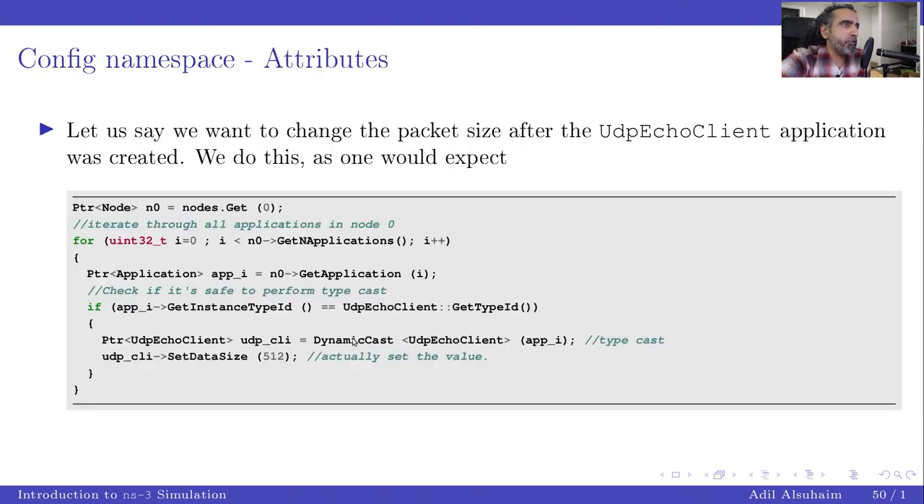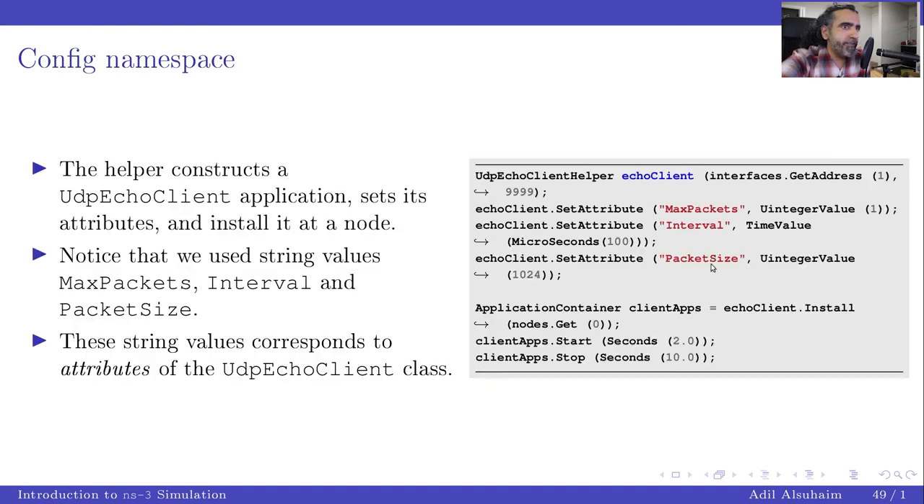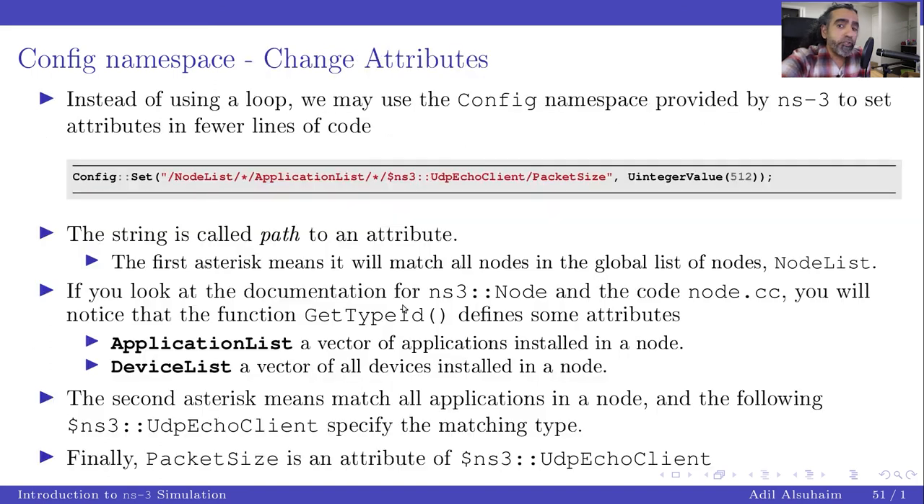Yeah, of course, you can use the normal programmatic way. So if I iterate through the applications of a node, this GetNApplications gets the number of applications installed in a node. And then maybe I want to check if it's an instance of UdpEchoClient, downcast it, and then call the function SetDataSize instead of using this packet size attribute.